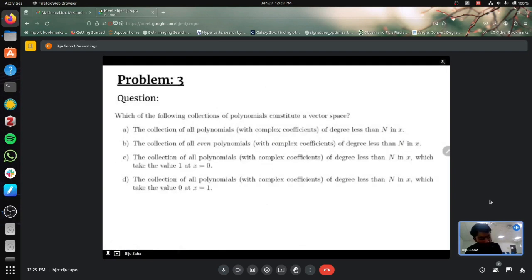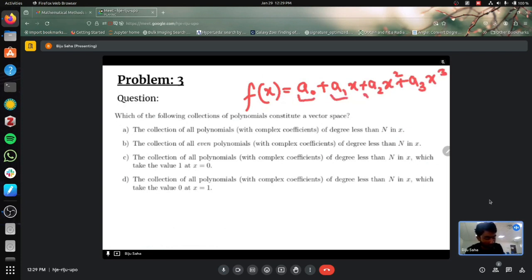Polynomials are functions with some degree. Given a polynomial of some degree, let's say a polynomial of degree 3, the general form would be a0 + a1 x + a2 x^2 + a3 x^3. All of these a0, a1, a2 and a3 are the coefficients, and the degree is the highest power, that is 3. So this is a polynomial of degree 3.